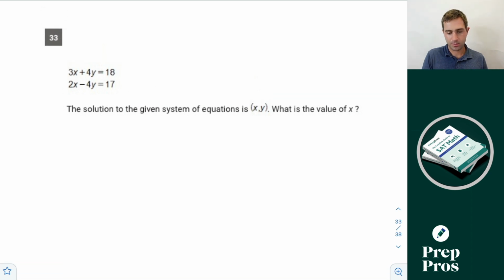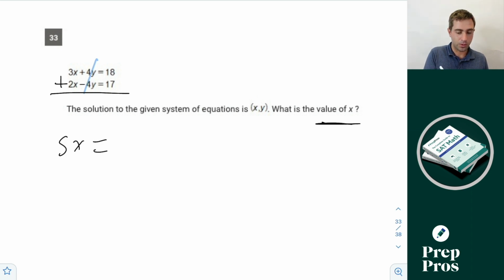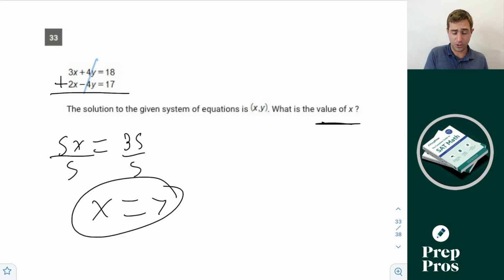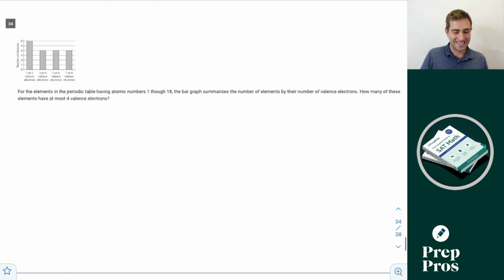The solution to the given system of equations is (x, y). What is the value of x? Well, I always love to stack and cancel on these. If I just add these two together, I cancel out my y's. So this just gives me that 5x is equal to 18 plus 17, which is 35. Divide both sides by 5. I get that x is equal to 7.